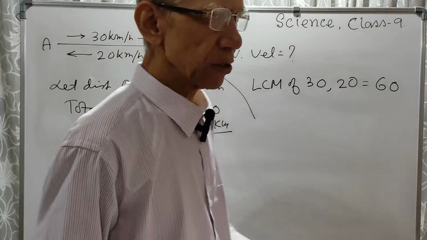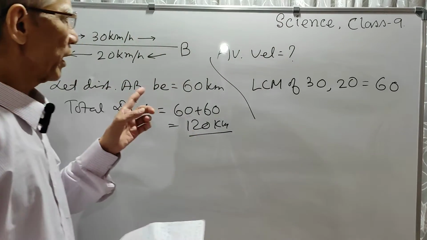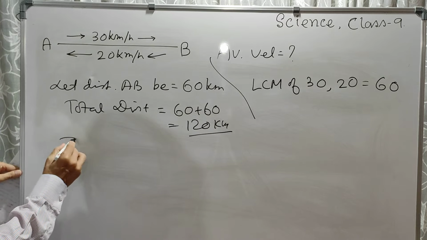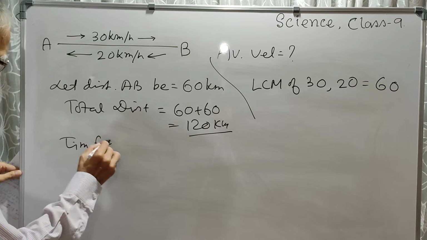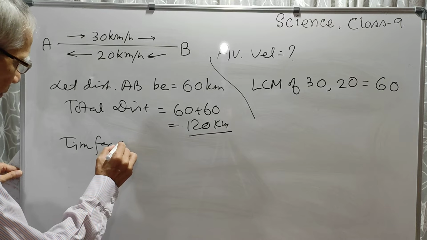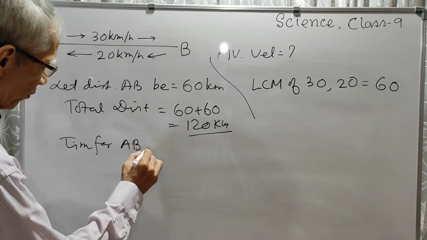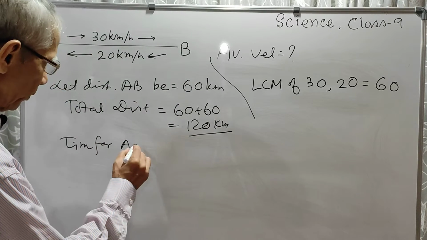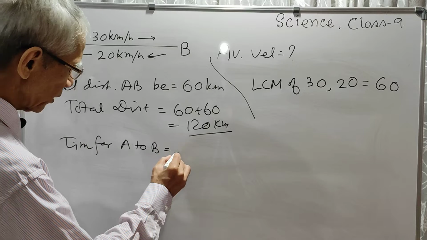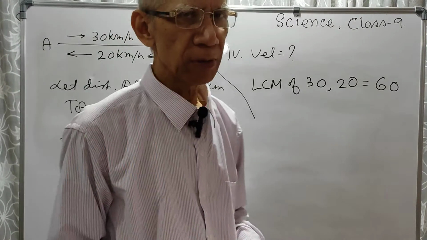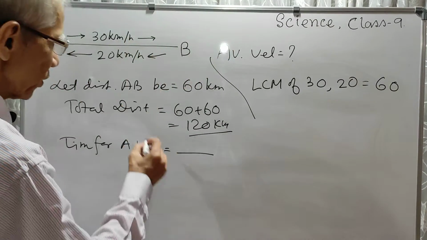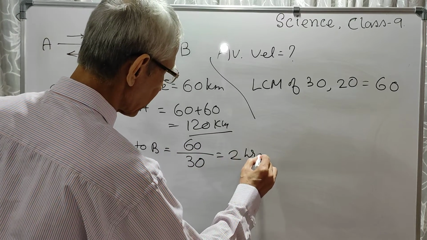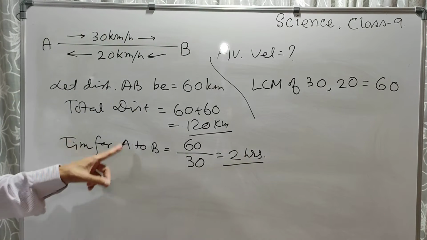Now the average velocity formula is total distance by total time. Now we have to find the time for the forward journey and the time for the backward journey. The time for the forward journey, that means A to B. We use the time formula: time equals distance by speed. Distance is 60, speed is 30. That means 2 hours. So 2 hours is the time from A to B.